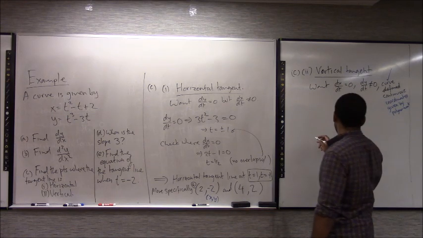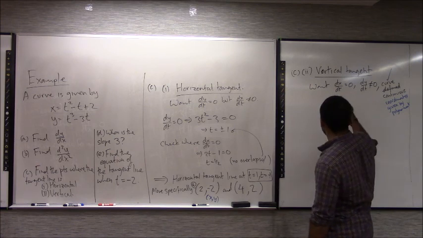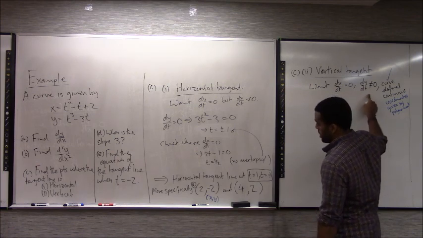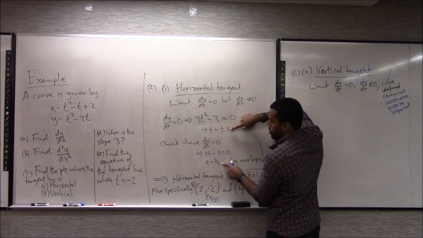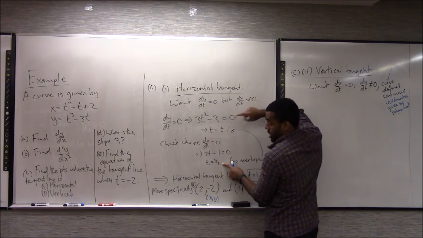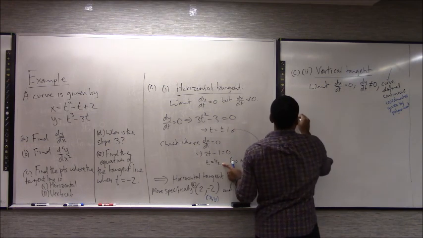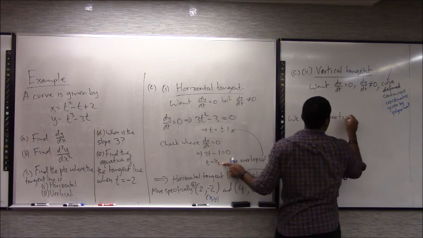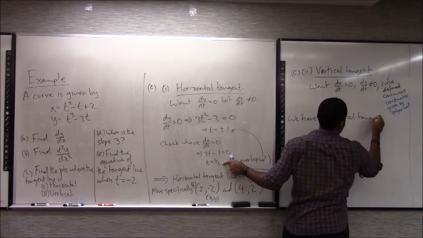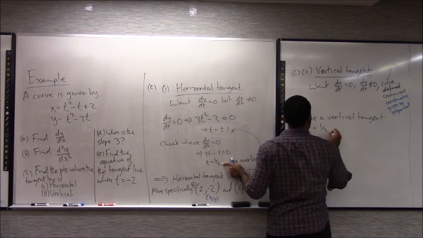So where would there be a vertical? Well, it's wherever dx/dt equals 0, but dy/dt not equals 0 at the same time. We actually found all the coordinates where these two things happen. dx/dt equals 0 at a half. dy/dt is not equal to 0 at t equals a half. So this means we have a vertical tangent at t equals 1/2.